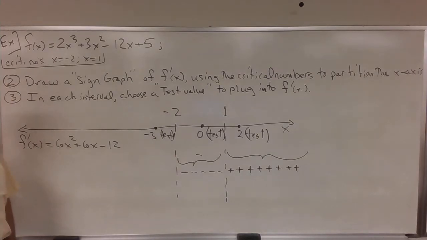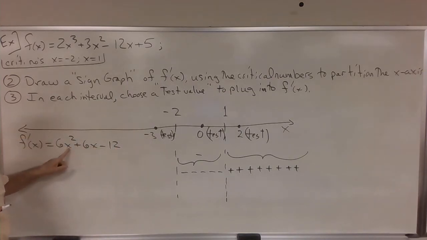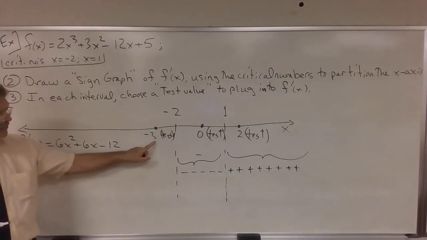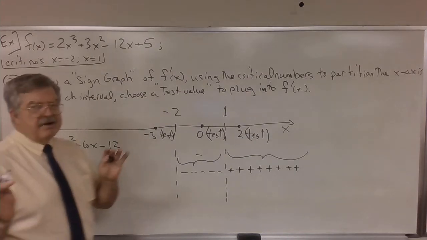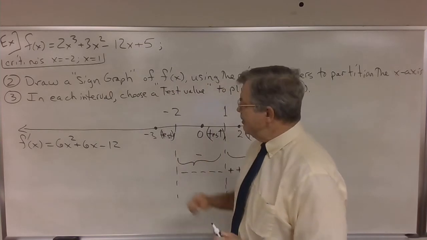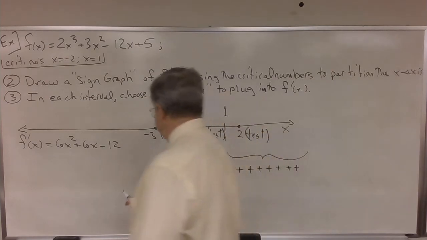And why I picked -3? Well, it's a whole number and it's over here. I plug in -3, -3 squared is 9, times 6 is 54. 6 times -3 is negative 18. So I have 54 minus 18 is 36, minus 12 is 24. So when x is negative 3, the derivative is positive 24. And again, I don't care about the 24 part too much. What I really care about is the fact that when x is negative 3, the derivative is positive.